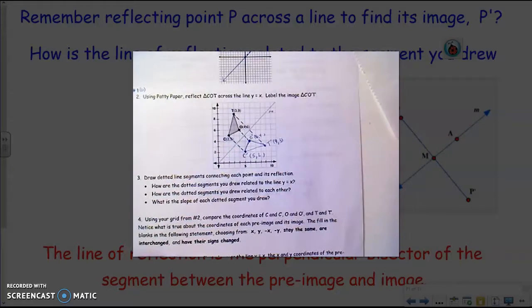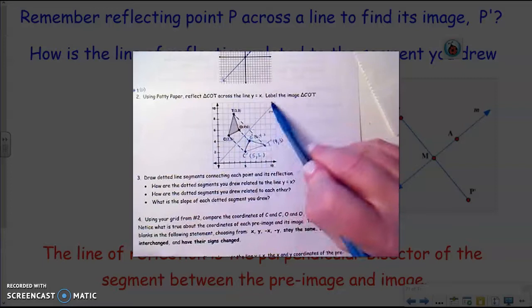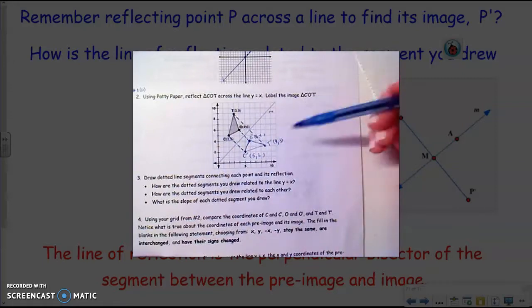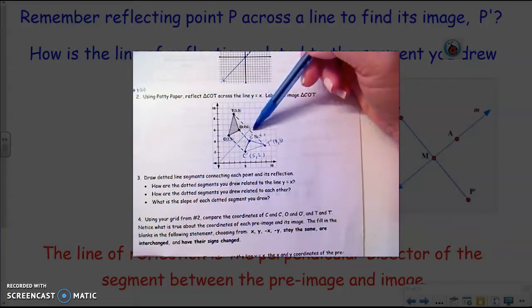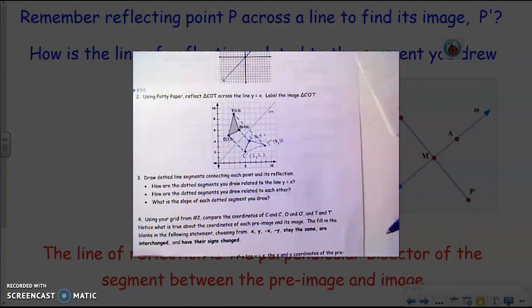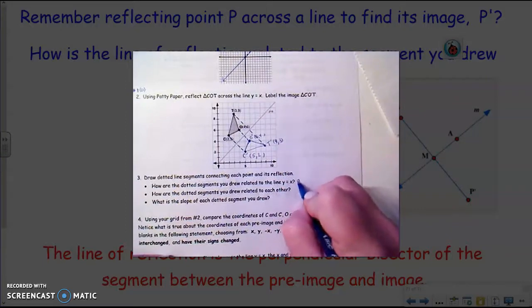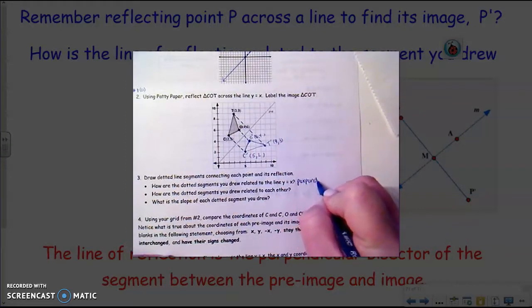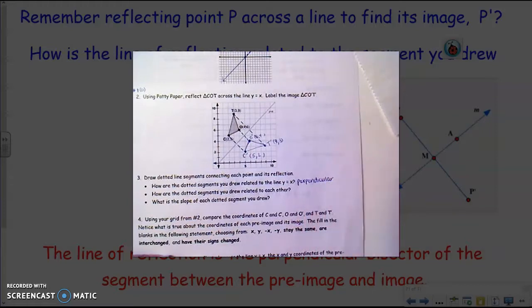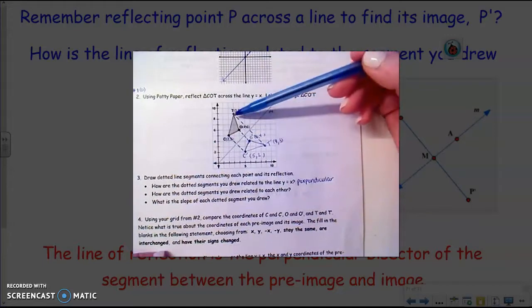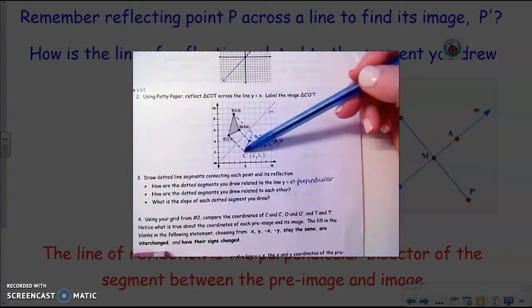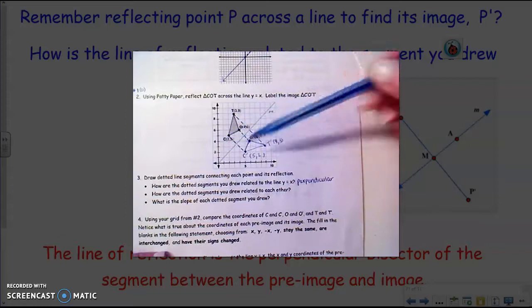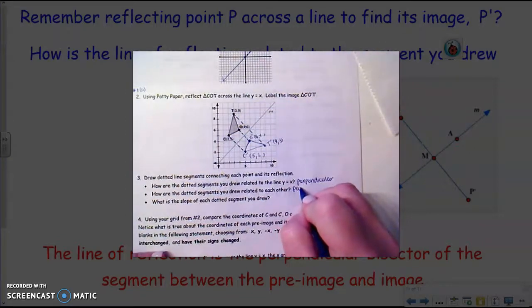Okay, so our questions are, how are the dotted segments we drew related to our reflection line, which is y equals x? Well, you can probably see that it appears that we're creating right angles at those intersections. And so the relationship is that they are perpendicular to one another. Our dotted segments and our line y equals x are perpendicular. How are they related to each other? Well, they're clearly not the same length, but they are parallel to one another, is the relationship we're looking for there.